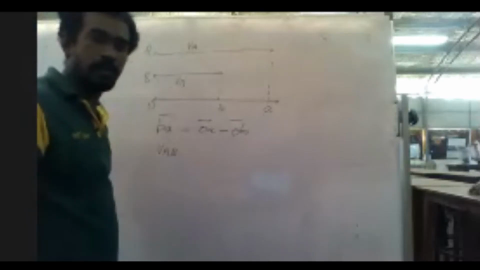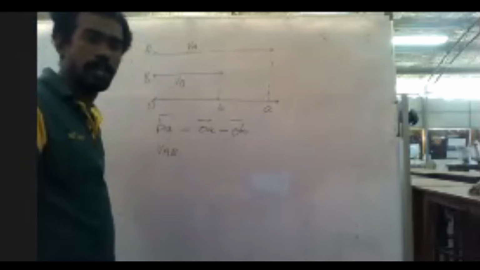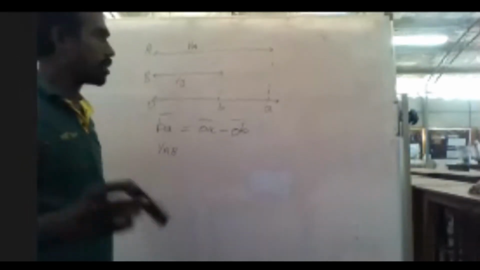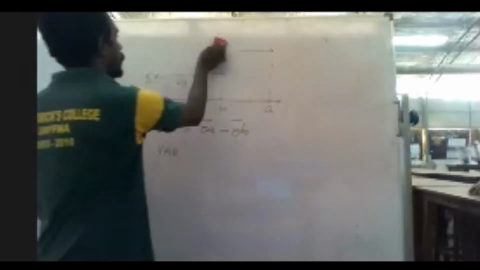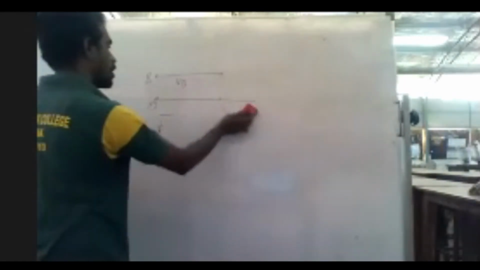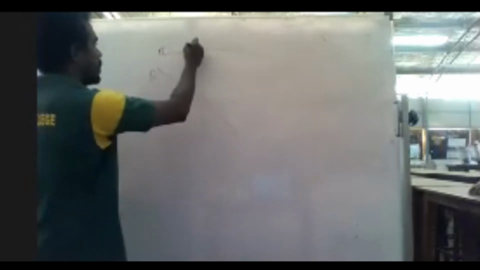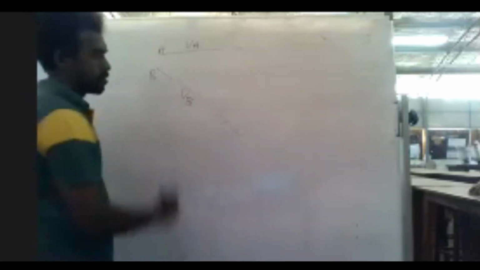Now we'll see if the bodies are not moving parallelly, if they are moving at some angle, right? Say for example, I have two bodies. A is moving this way, and I will take my direction B. Okay. And this is VA and this is VB. Alright.